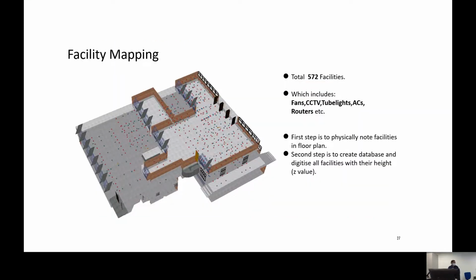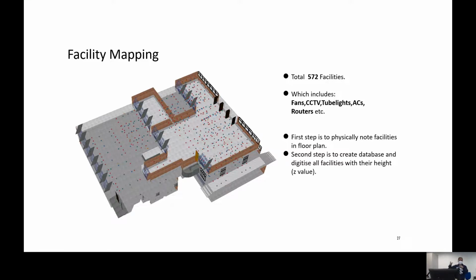The second application is also done by the students group. This is facility mapping. Facility mapping is nothing but, in a room, how many lights there are, how many fans there are, where the CCTV cameras are. All these things are located with latitude and longitude in an indoor mapping, and given an ID.